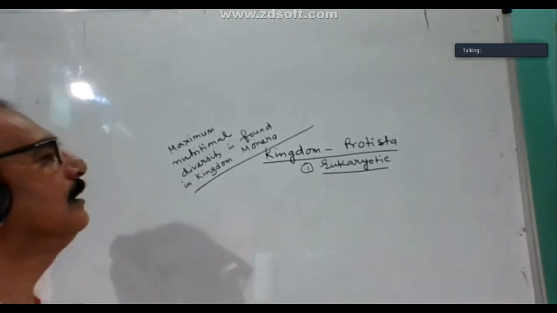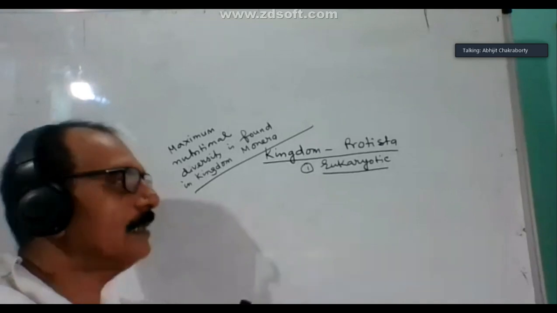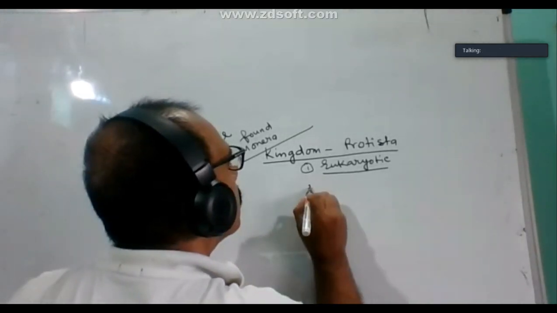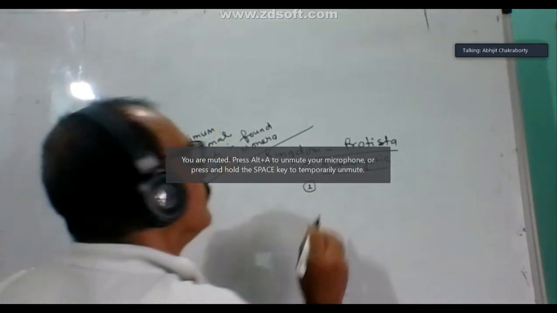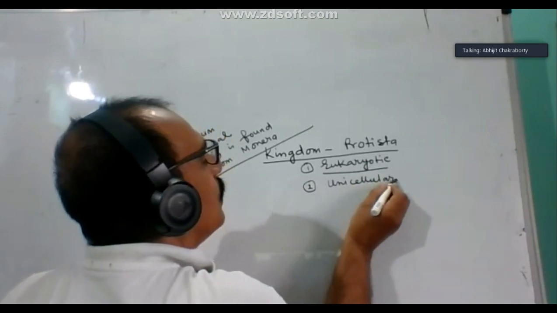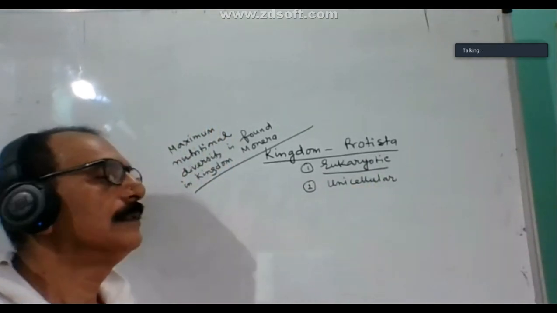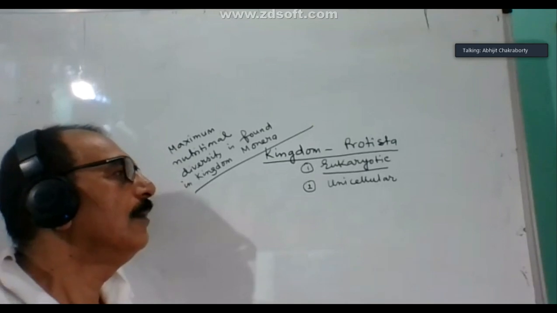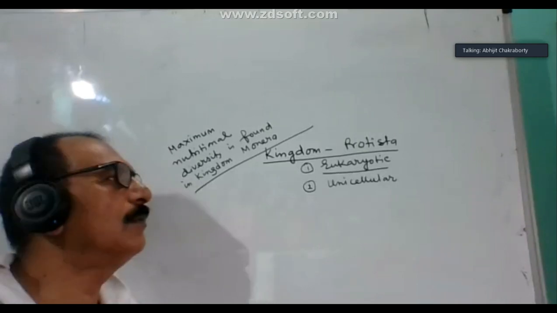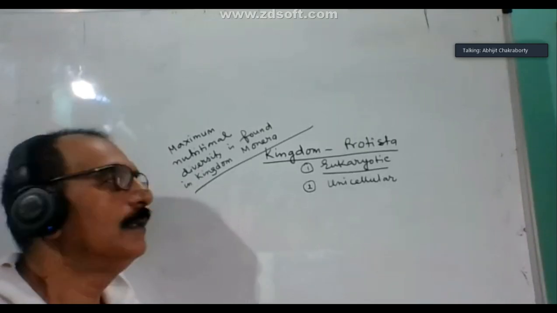Now you see, regarding kingdom Protista, first thing, they are all eukaryotic in nature. Secondly, they are unicellular. All unicellular eukaryotic organisms are now included under kingdom Protista.